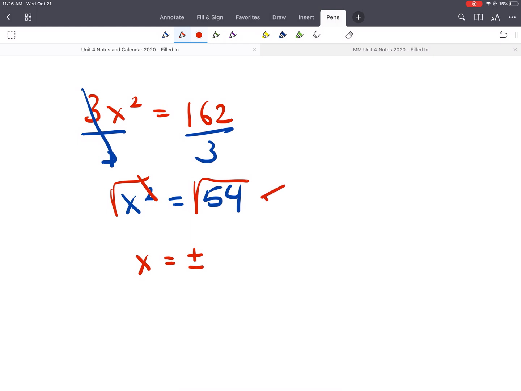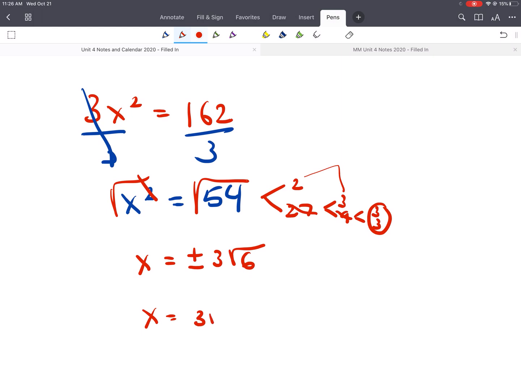Then we want to check and see if we can simplify the radicals. So here we could do 2, and 54 divided by 2 gives you 27. And 27, you can divide that by 3, and 9, and 3 and 3. So here's a group of 3's. Again, we're only using the primes. So that gives us 3 square roots of whatever 2 times 3 is, which gives you 6. Okay, so your solution is going to be 3 square roots of 6 and negative 3 square roots of 6.